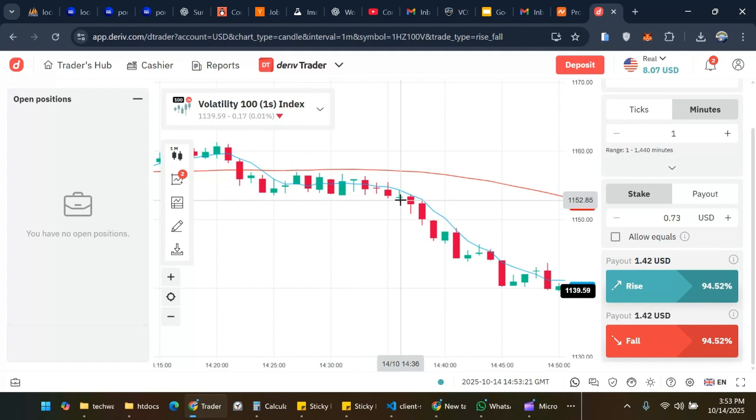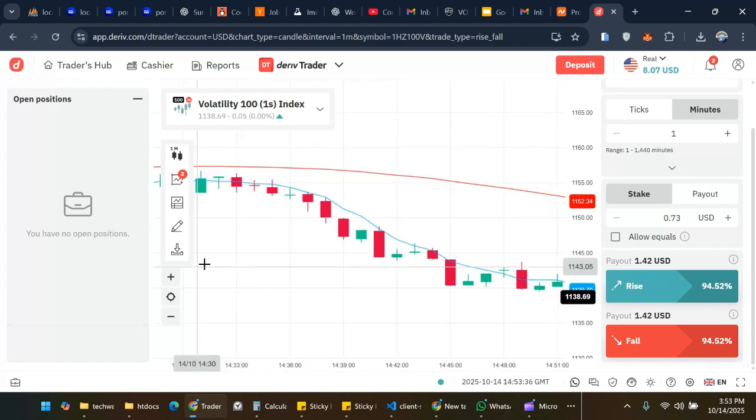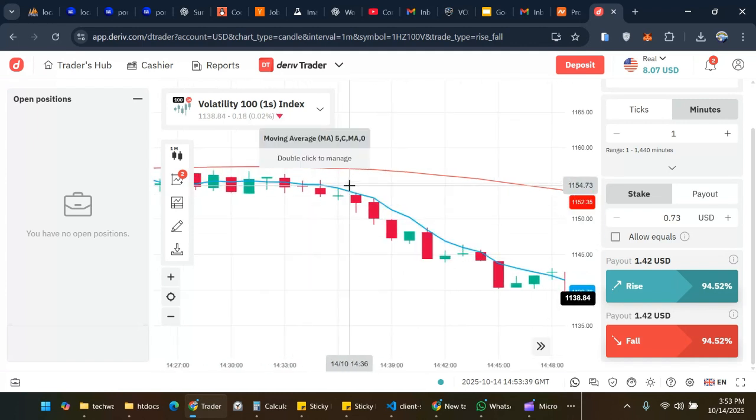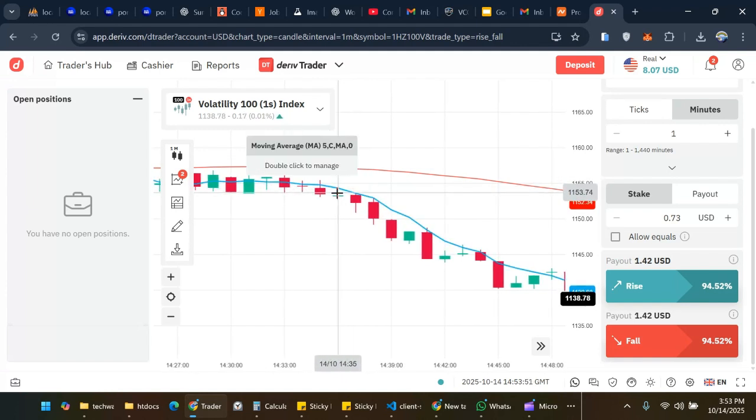But when it comes to this place, don't forget, look at it. Sellers put it down, but buyers take it up to form a tiny green candle first. It closes with a green candle. Let me zoom out so that I can see very well. It closes with a green candle, but the wick of the candle is exactly rejected at the moving average 5. Do you see? It rejected exactly at the moving average 5. Can you see?